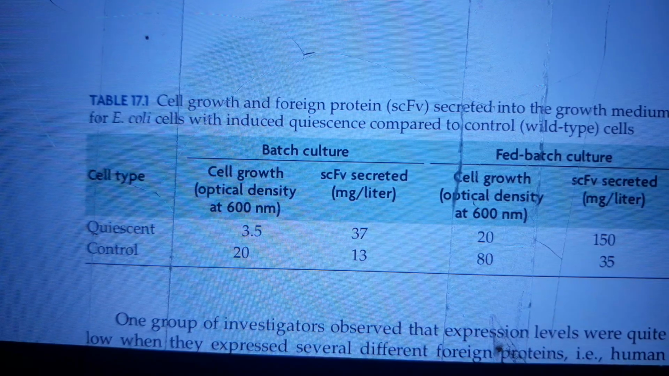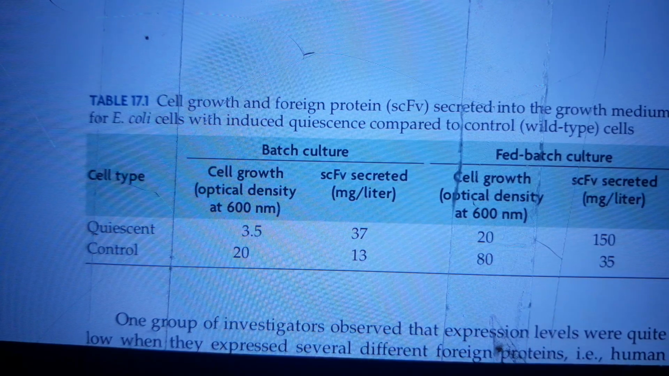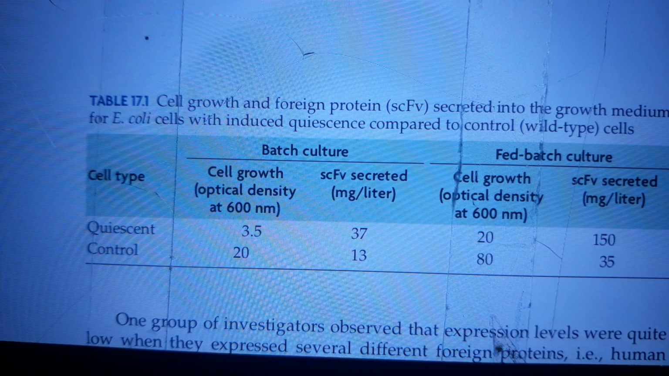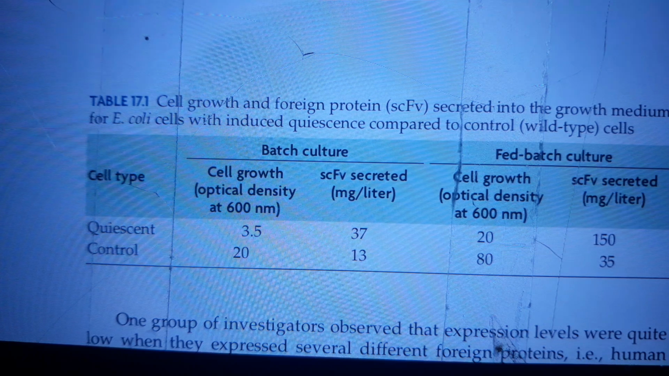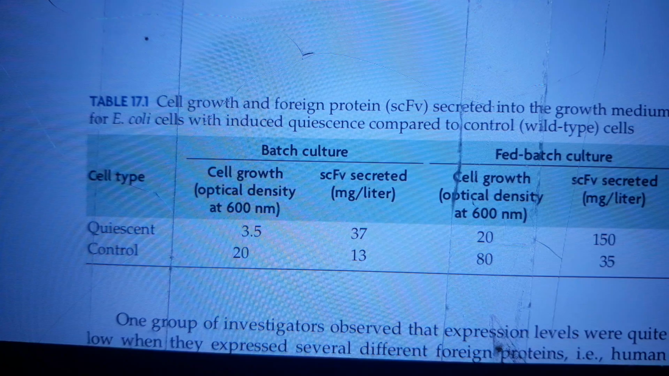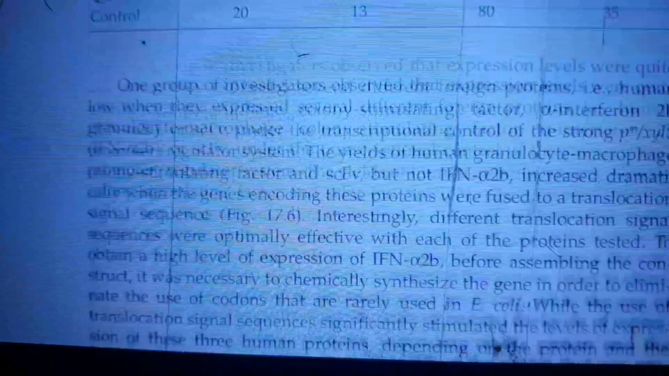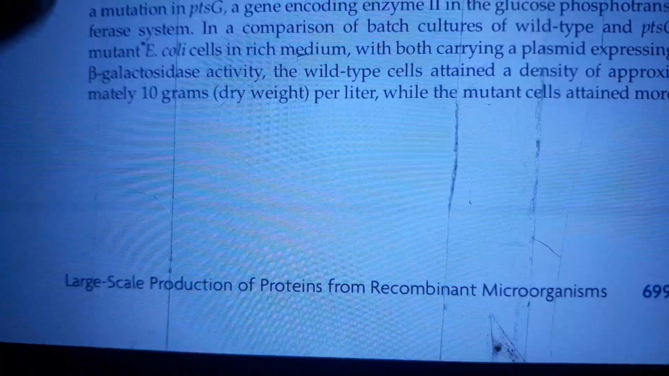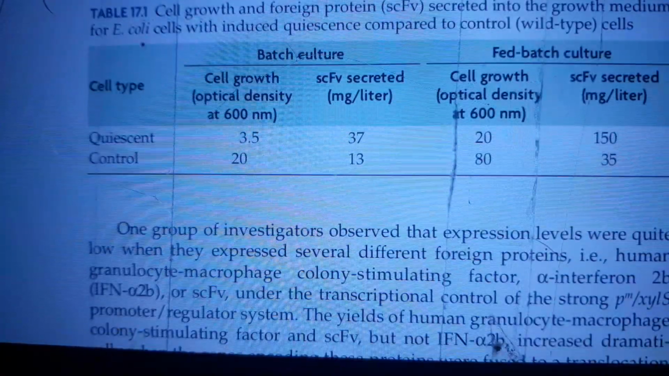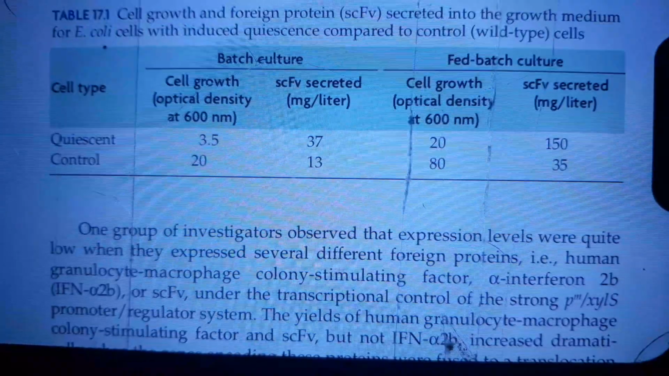The next shows cell growth and foreign protein scFv secreted into the growth medium for E. coli cells with induced quiescence compared to control wild-type cells. You can take a screenshot.